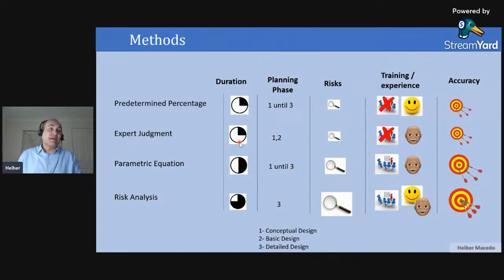something like that. But the parametric equation, no, you need more time because you need to have a collection of data. So you need to have historical information. Then you need to make a regression analysis to create your equation. Then after your equation is ready, it's quick. It's just in 1 minute, in a few seconds, you will be able to apply your equation. But to build the equation is not simple.